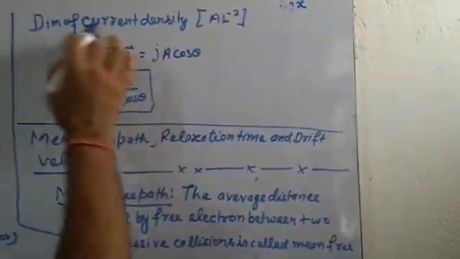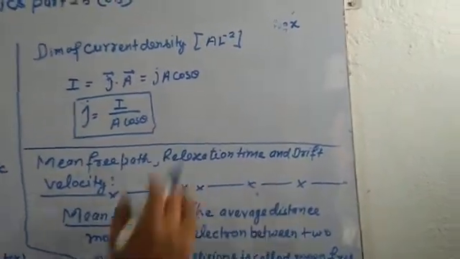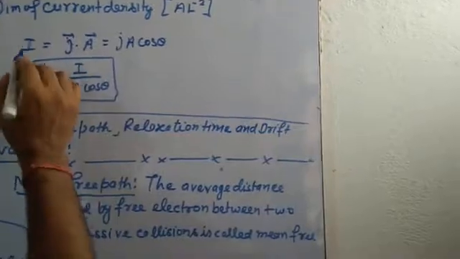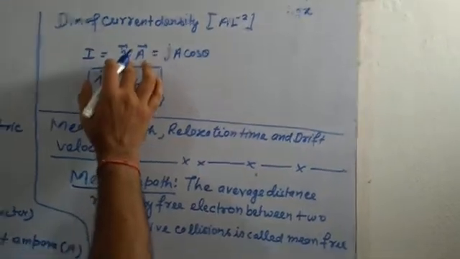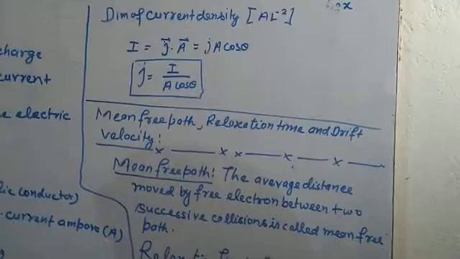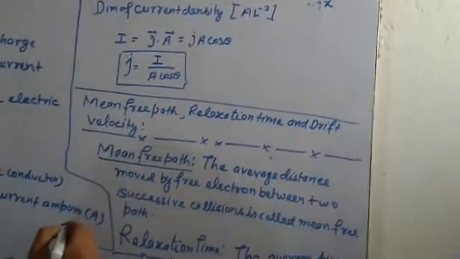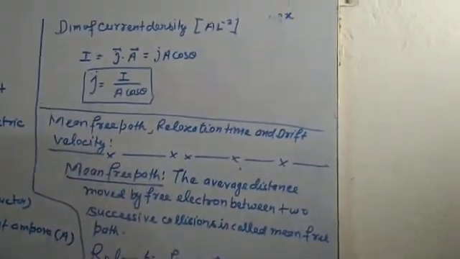Dimension of current density is A L power minus 2. I equals the scalar product of current density and area vector, J dot A, where vector A is the area of that point. That is J A cos theta, or J equals I upon A cos theta.